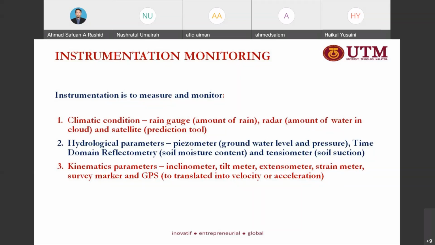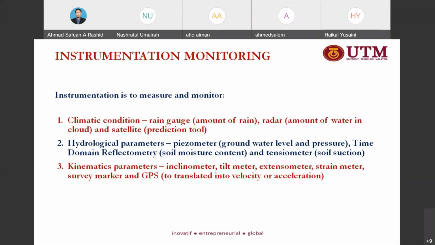So then for the hydrological parameter, we use several types of instrument. The first one is the piezometer, where we want to determine the groundwater level and also the pressure of the water. So we have here time domain reflectometry, to monitor the soil moisture content. And the last one is the tensiometer, where we want to determine the soil suction. And it's very important for the unsaturated soil mechanics study.